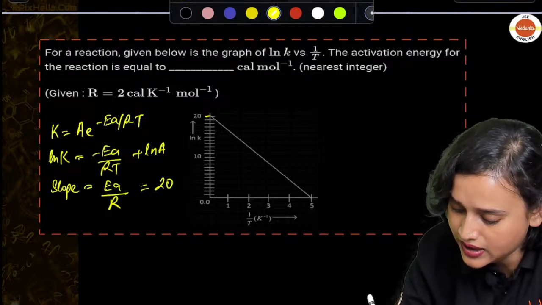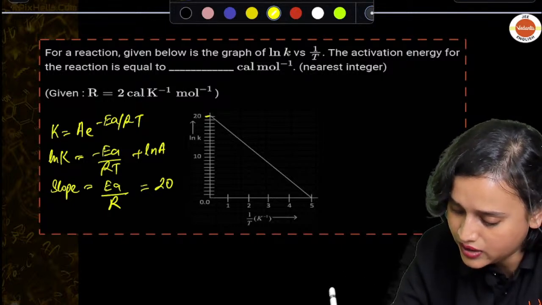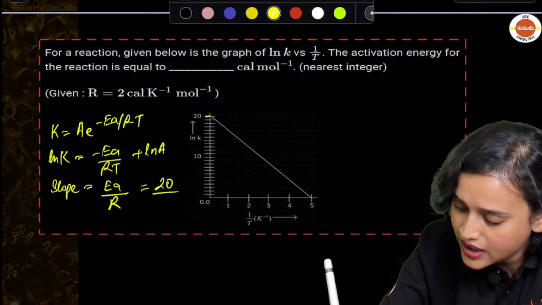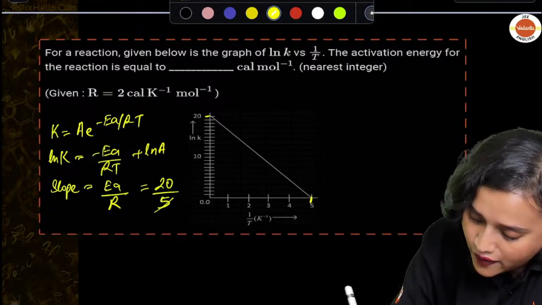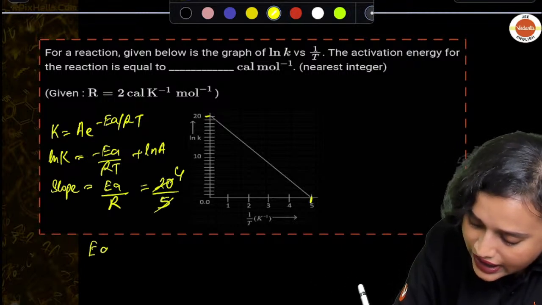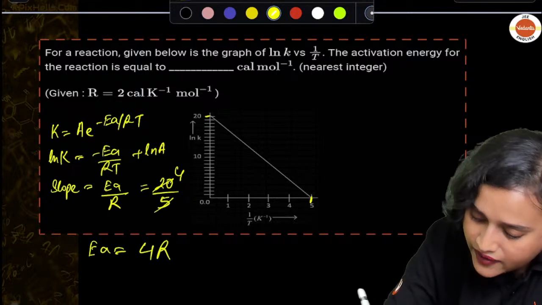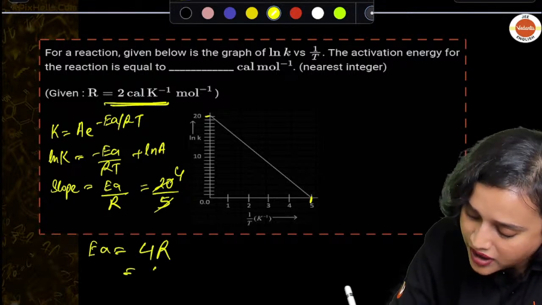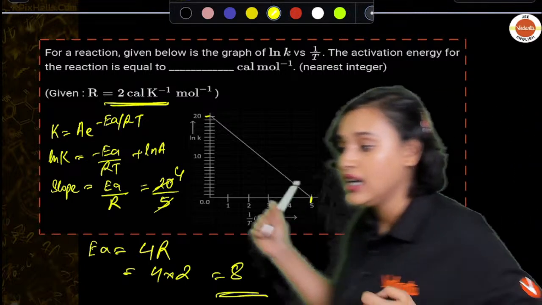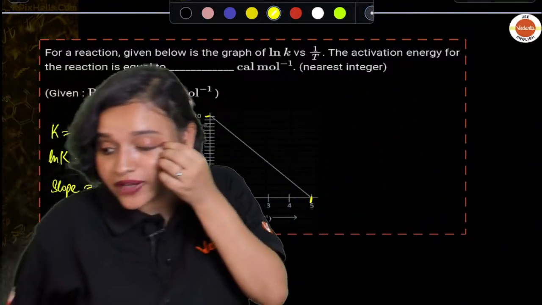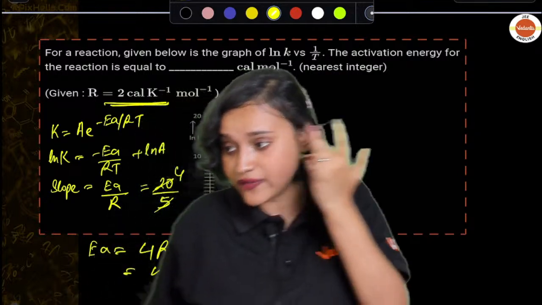Slope is equal to EA by R. So 20, slope is equal to 20 and here it is 5. So 20 divided by 5. Now 5 4s are 20. So EA is equal to 4R. R value is given to you as 2 calories. So that means 4 multiplied with 2 is equal to 8 is the answer, everybody. Is 8 the answer? 20 by 5, yes or no? Yes. Slope is 20 by 5. Absolutely right.